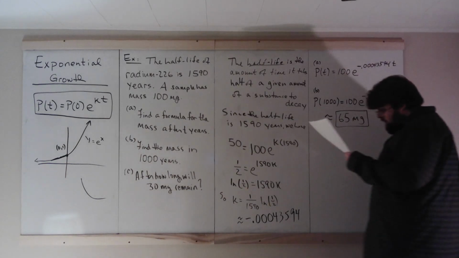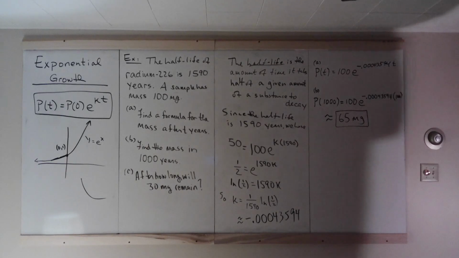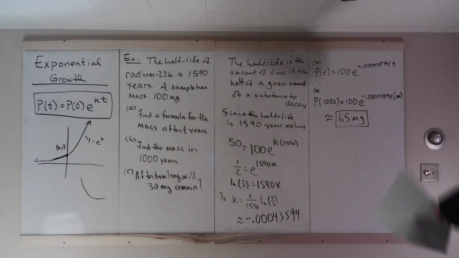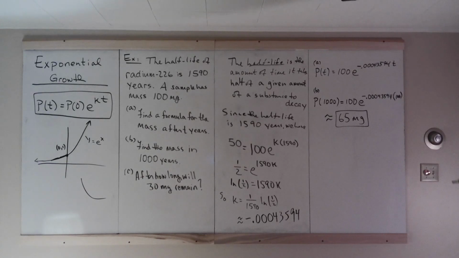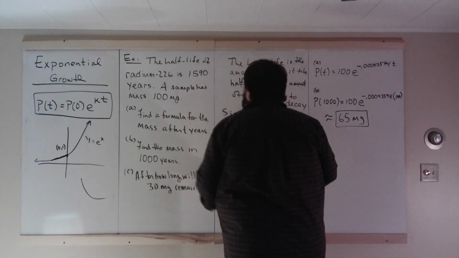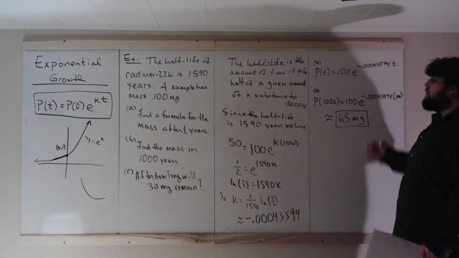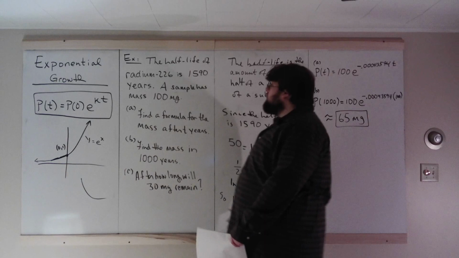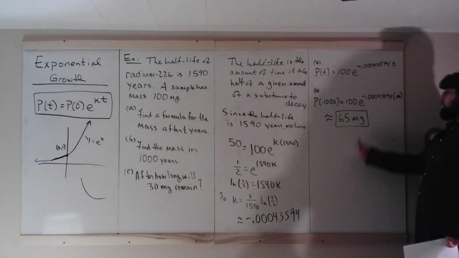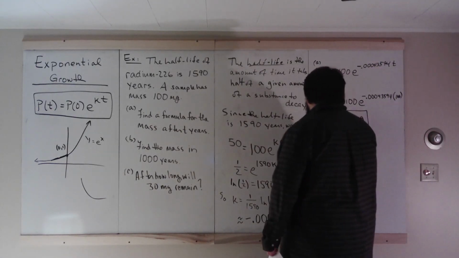Did I answer the other? Yeah, I did, okay. And this answer, after 1,000 years, 65 milligrams, this actually makes sense. We can do a small amount of checking here. We know that in 1,590 years, we should be left with 50. So in 1,000 years, we should have more than 50, because not half of it has decayed. Only 35 milligrams have decayed in 1,000 years.